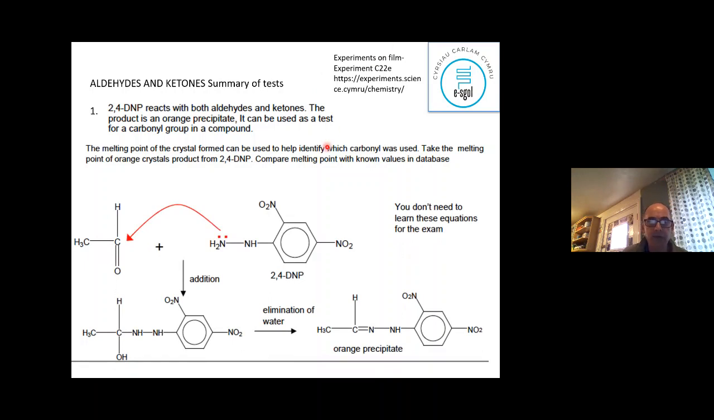When it reacts with 2,4-dinitrophenylhydrazine, it's an addition reaction first, and then there's elimination of water, and it forms the orange precipitate. We don't need to know this mechanism, but I have seen this compound in assessment questions, and they've used it for a nitration of benzene question, where you're adding a nitro group to the benzene ring.